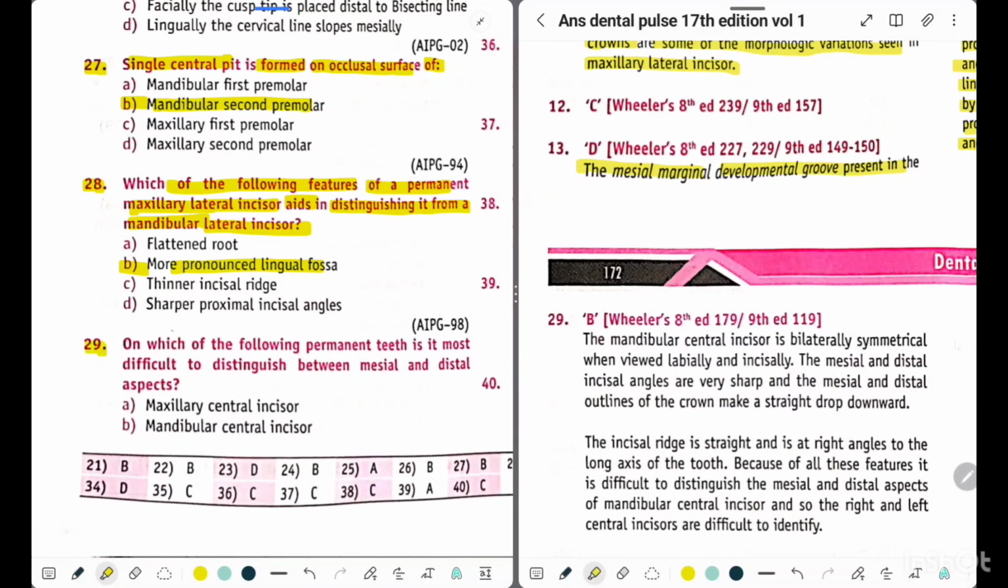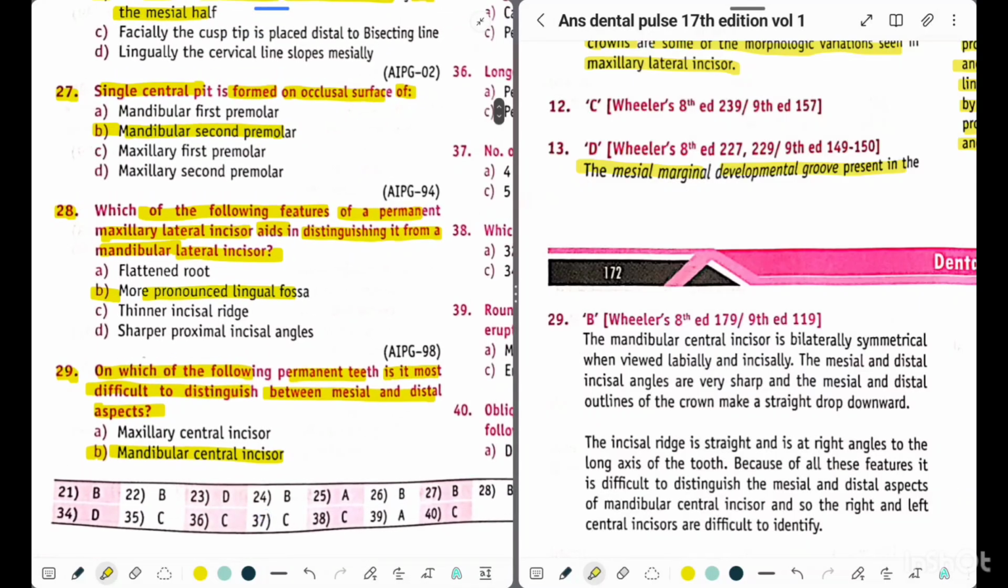Now question 29. On which of the following permanent teeth is it most difficult to distinguish between mesial and distal aspects? Its answer is B, mandibular central incisor. Mandibular central incisor is a permanent tooth in which it is most difficult to distinguish between mesial and distal aspects.